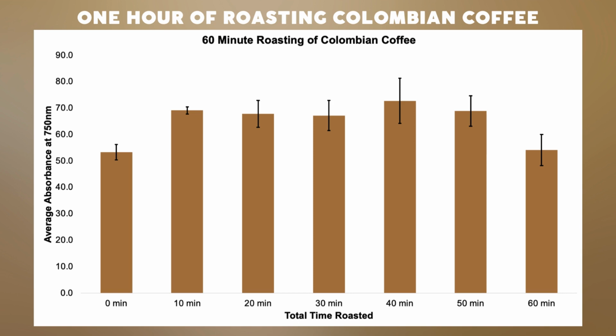As you can see, the content of polyphenols was consistent as they stood about 60 and 70, but there is a significant drop at the 60-minute mark. You can see the polyphenol content dropped to about 50, and it shows that the longer the beans roast, the more the polyphenol content drops. And it could be said that between 0 and 20 is light, 30 and 50 is medium roasted, and 50 to 60 is dark roasted.